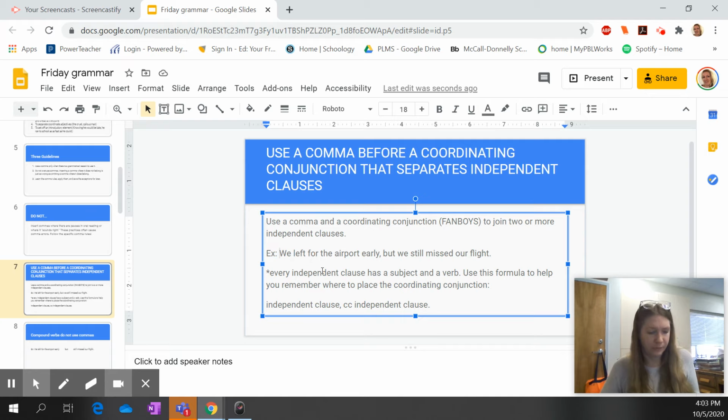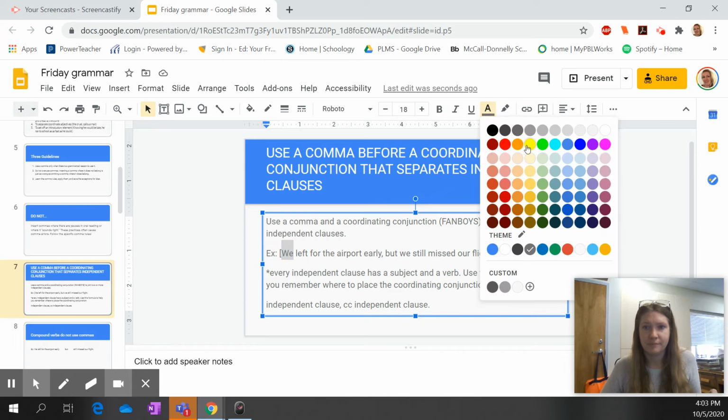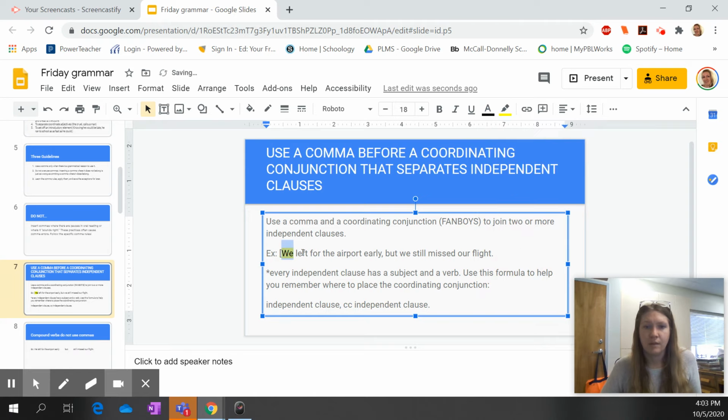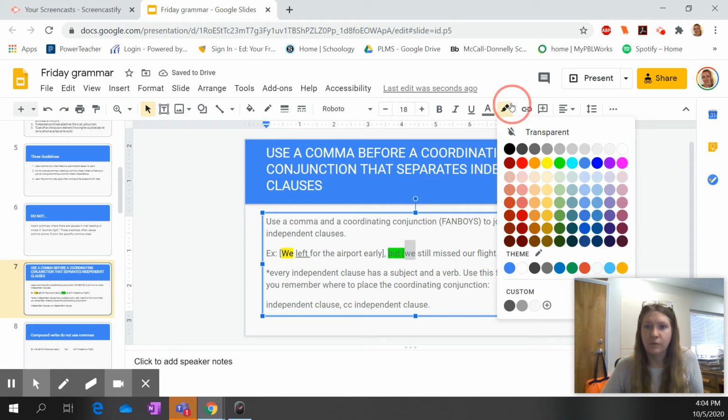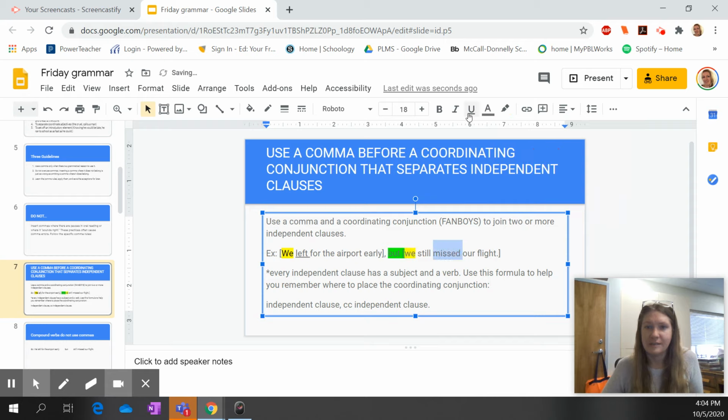So here's our formula. We, subject, let me highlight this, and I'll underline verbs. We left for the airport early. This is an independent clause that has a subject and a verb. But is our coordinating conjunction. I'll highlight this green. We, looks like we have another independent clause, and that's why we're using this comma here. We, subject, still missed our flight. So we have an independent clause, comma, coordinating conjunction, and another independent clause.